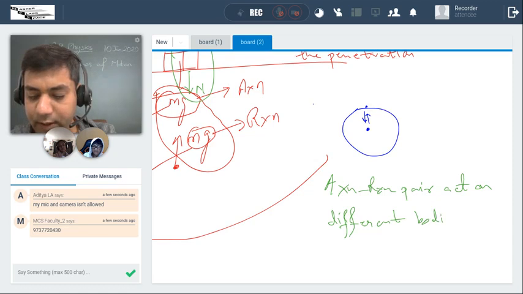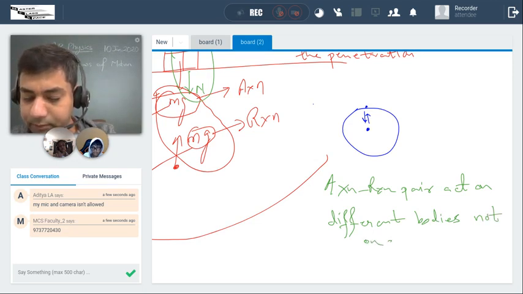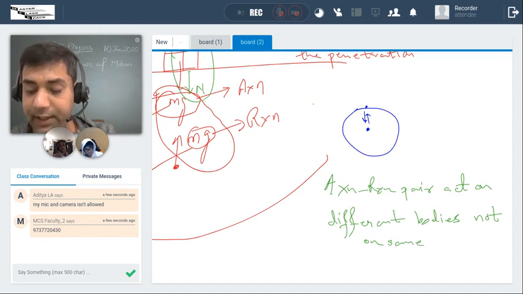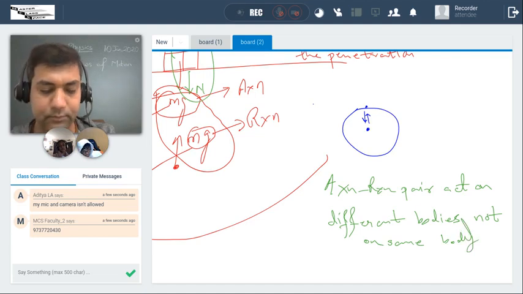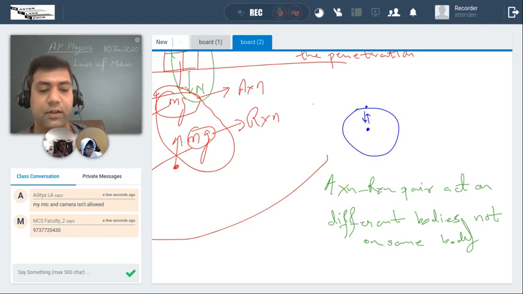This is how we understand this one, my dear friends. Act on different bodies, and I specifically mention not on same body. Though it means same only, but still I am writing not on same body. Agree? So this is the thing, guys.